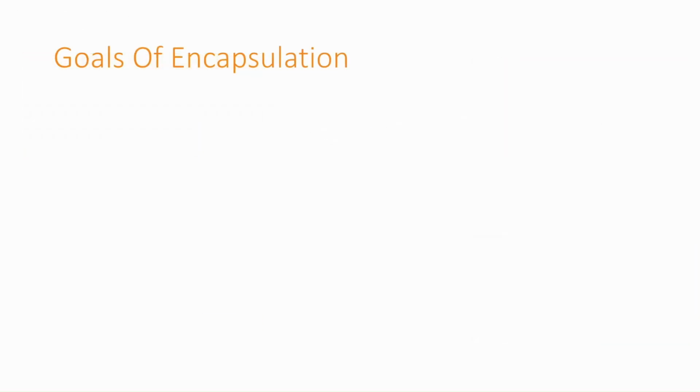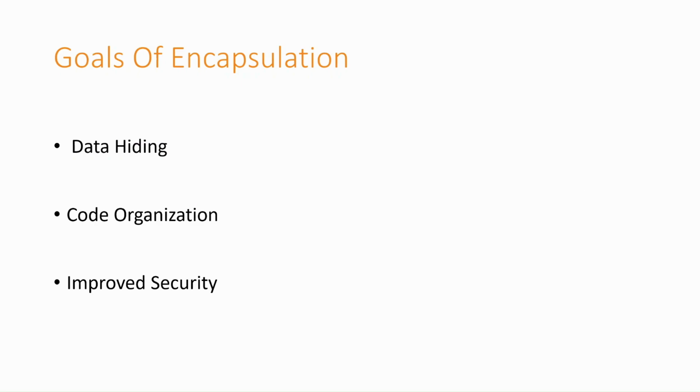So the main goals of encapsulation are data hiding. It means hide the internal details of an object from the outside world. Then code organization. Organize the code in a way that makes it easier to understand and maintain. And finally, improved security. Protect the data from external interference and misuse.